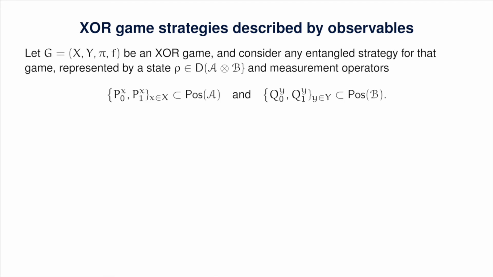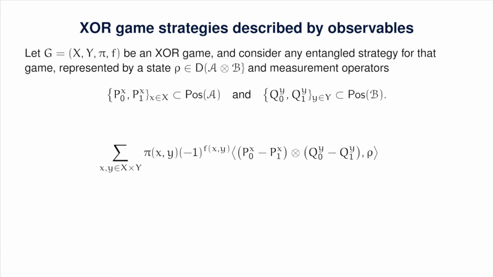Now suppose that we have an XOR game G, which can be described by the question sets X and Y, the probability vector pi over question pairs, and the function f that determines the referee's predicate, as we discussed a few moments ago. Let's also suppose that we have an entangled strategy for G, which is determined by the state rho shared by Alice and Bob, along with the measurements that they perform for each possible question that they might receive. Given that G is an XOR game, Alice and Bob always answer binary values, so there are two measurement operators associated with each measurement they could perform, corresponding to the values 0 and 1.